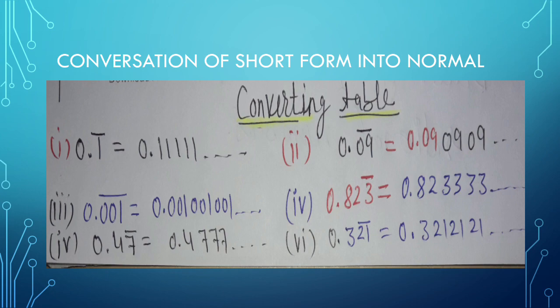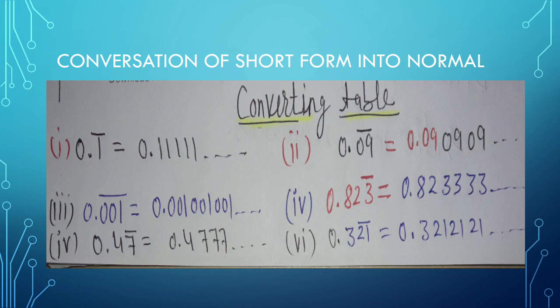Next, you can see the fourth part, that is 0.823 bar. This line is only over 3. That means one digit is under the line. If one digit is under the line, then we need to repeat that digit. You can see here 0.82333. I have written 333, not 8 and 2. This is very important: know how many digits are under the bar line.